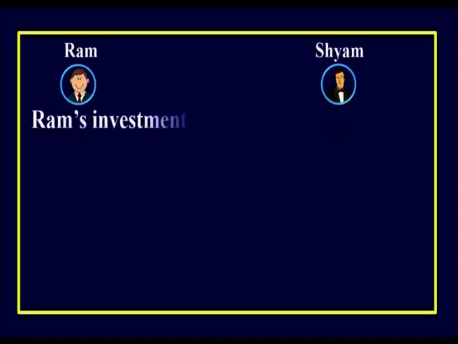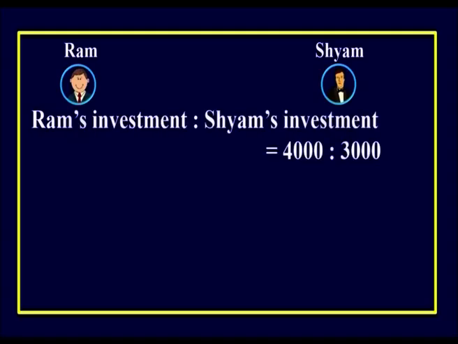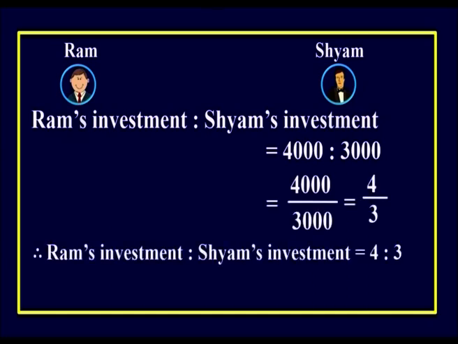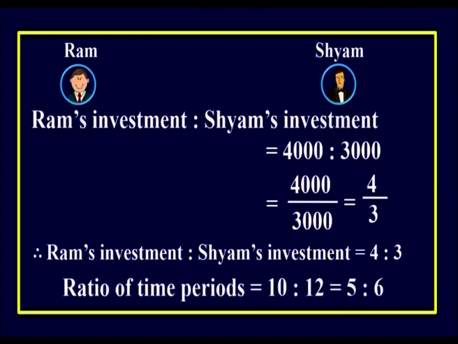So, here if we consider Ram's investment to Shyam's investment per month, it is 4,000 is to 3,000. I can write this as 4,000 divided by 3,000, which on simplification you get as 4 by 3. So, Ram's investment to Shyam's investment is 4 is to 3. Let us find out the ratio of their time periods now. Ram has invested for 10 months, whereas Shyam invested for 12 months. There is a common factor of 2, right? So, I can cancel this with 2 and this with 2. So, I get 5 is to 6 as the simplest form.